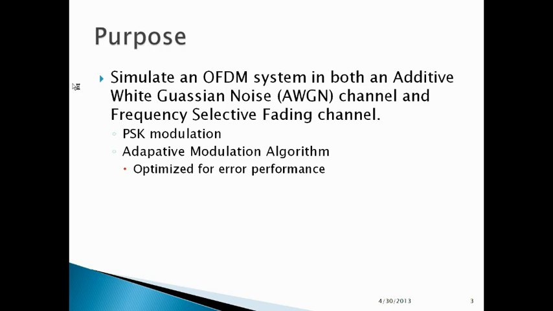But for this simulation, I chose to explore the additive white Gaussian noise channel and then a frequency selective fading channel as well. And this adaptive modulation algorithm strictly was focusing on the error performance and trying to optimize the OFDM receiver for the best error performance possible.